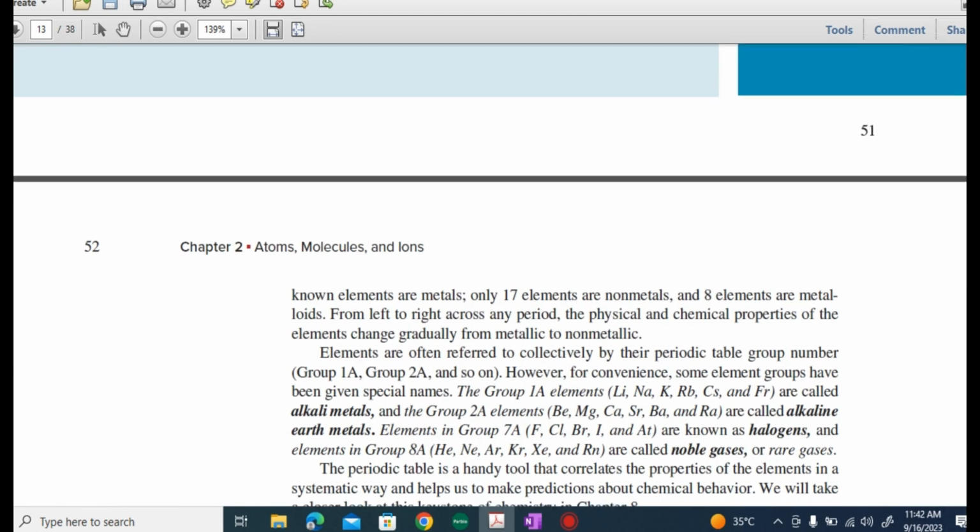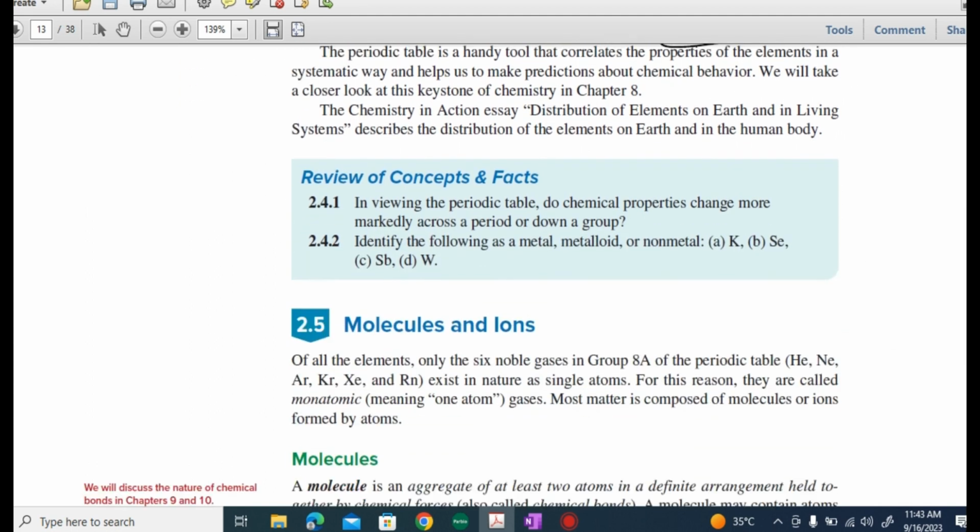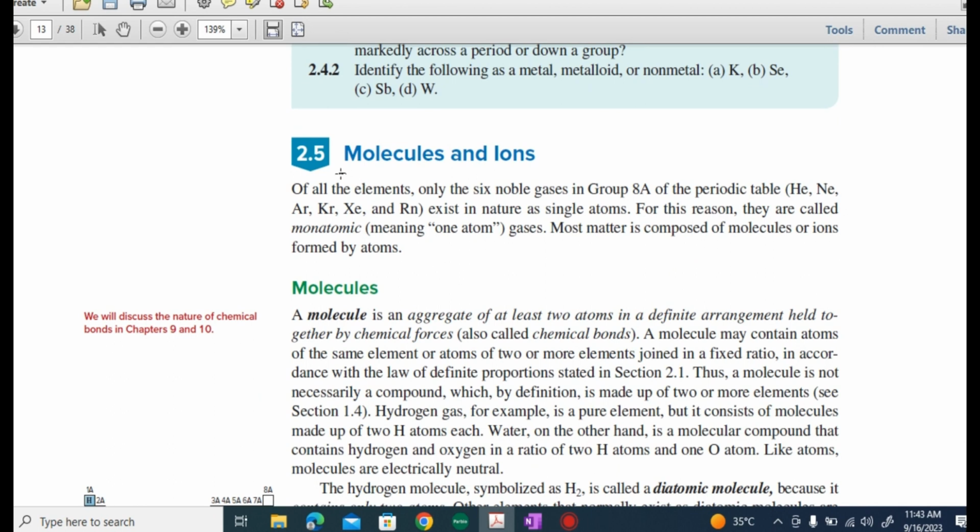There are some more families and groups. For example, group 1 elements are called alkali metals. Group 2 elements are called alkaline earth metals. Then group 8 or group 0 are called noble gases, and group 7 is known as halogens. Got it? Just remember this information and the position of the transition metals. That's enough. Next, we have to discuss molecules and ions.